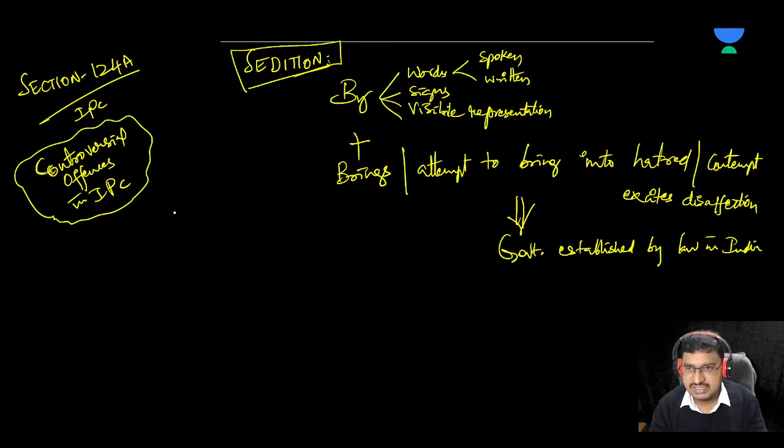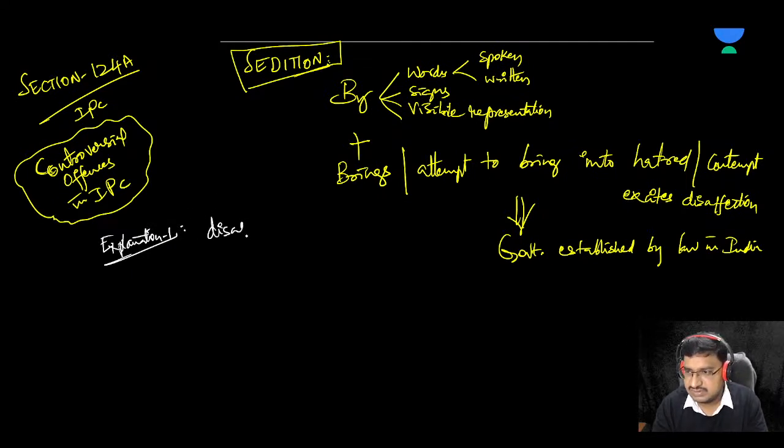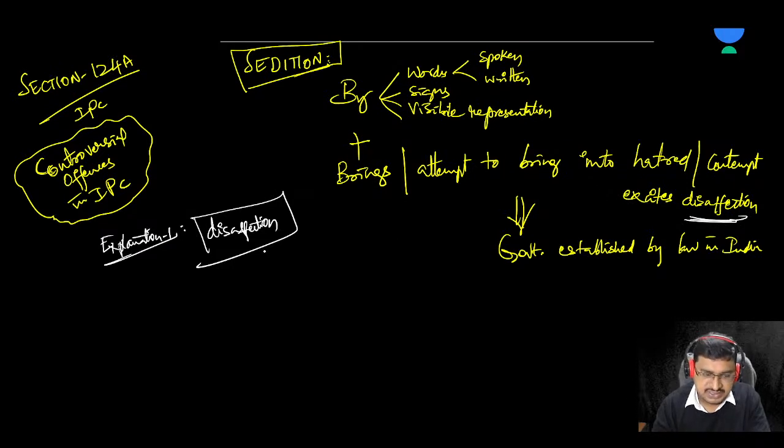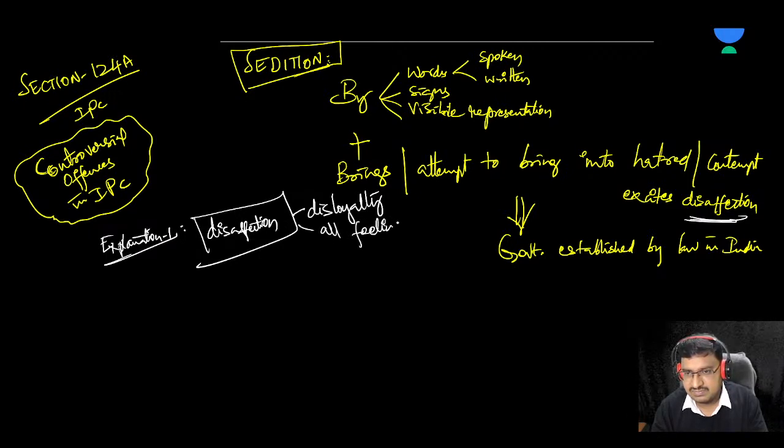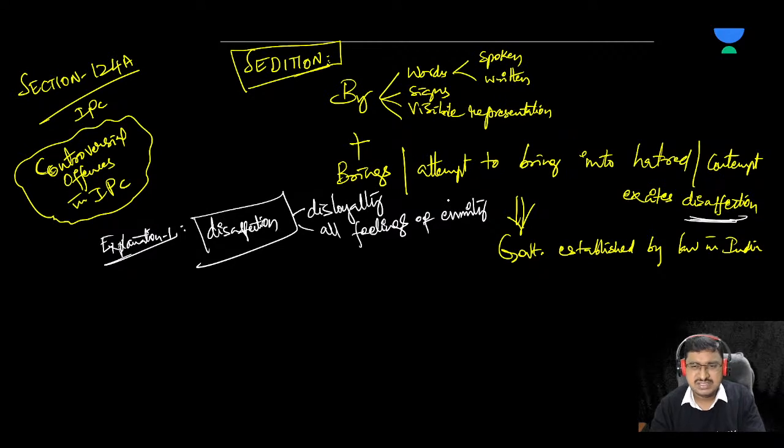There are three explanations given under the Bare Act. Explanation 1 gives the explanation for the word disaffection. This word disaffection includes disloyalty and all feelings of enmity. Therefore, it is not very clearly defined what is disaffection, what is disloyalty, or what is the feeling of enmity. It is not very clear, friends.